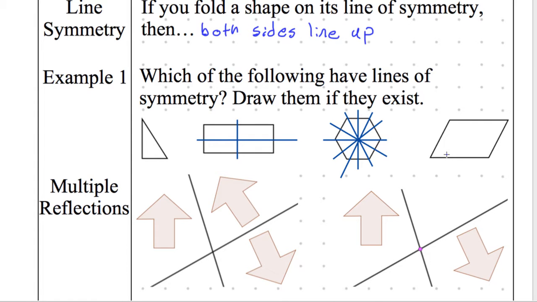So that's all we got. So we'll say none here and none here. Write that down in your notes. Make sure you have all the lines of symmetry and talk about which ones don't have lines of symmetry.